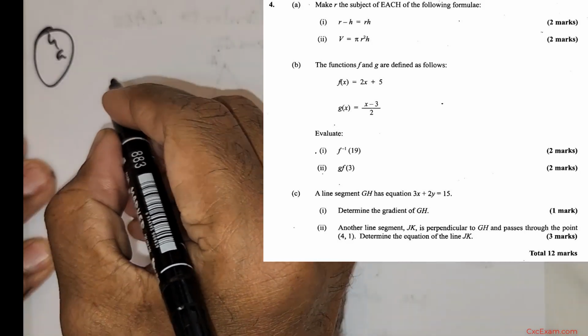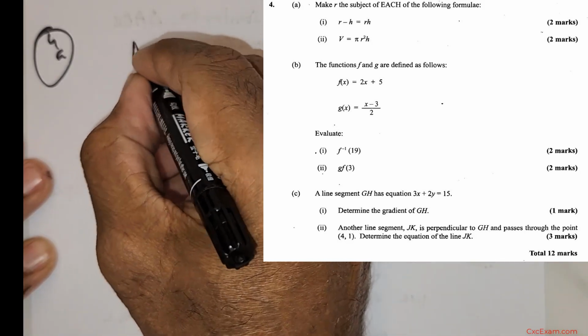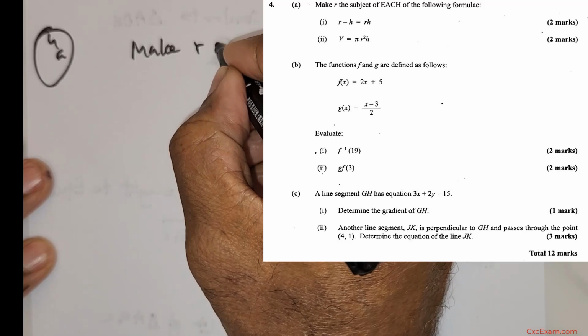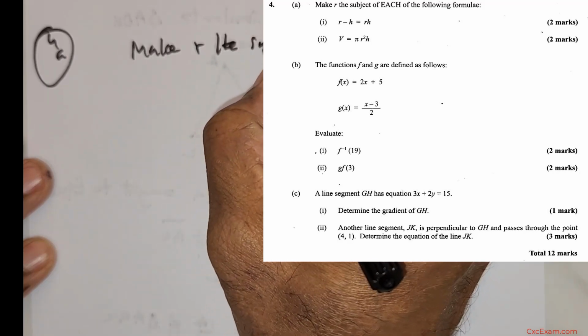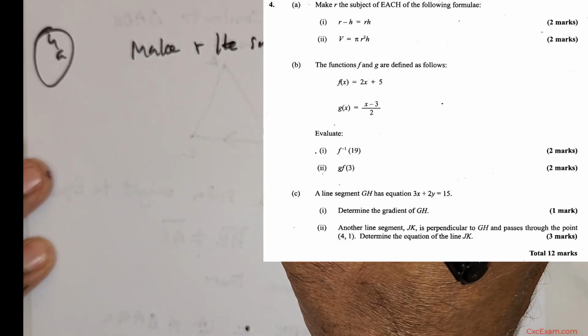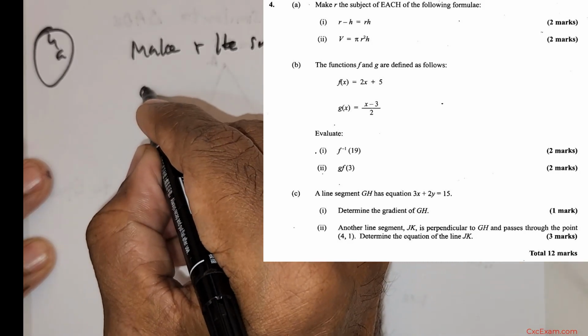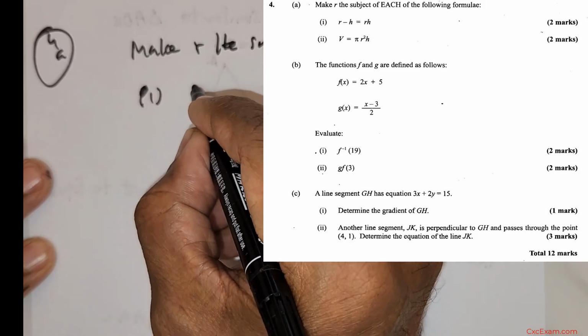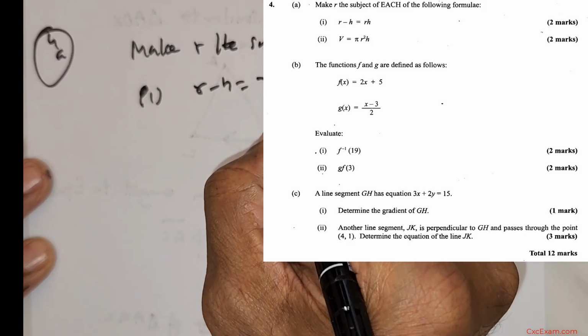Students, this is question number 4a. We are asked to make R the subject. So this is the first part. First part is R minus h is equal to R times h.